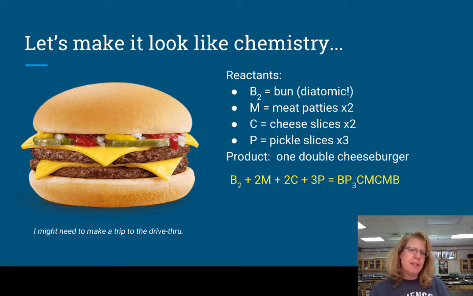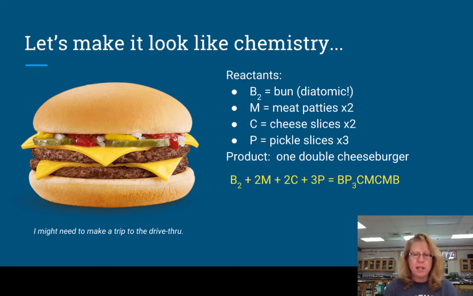So in order to make this kind of more relevant to our chemistry lesson, I'm going to make this look more like a chemical equation. Yeah, I know I need a bun and I know I need a couple burgers. What does it look like? So we're going to call a bun a B2. Buns are diatomic. There's a top half and a bottom half, so you know I'm right. So we'll have the B2 for the bun. We'll have 2 meat patties, which we'll use the letter M for. We'll use the element C for cheese in this case.